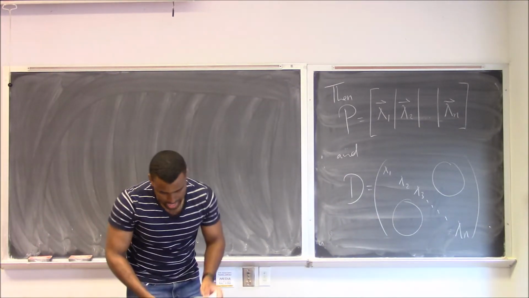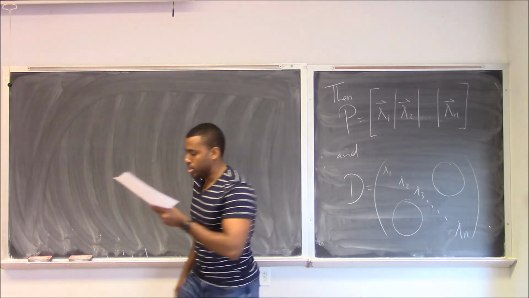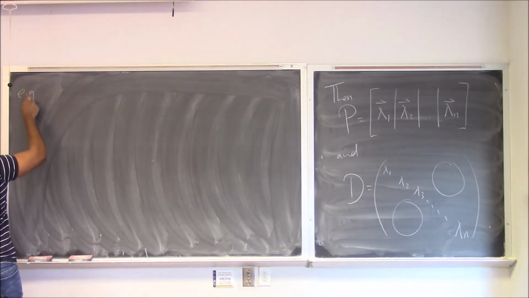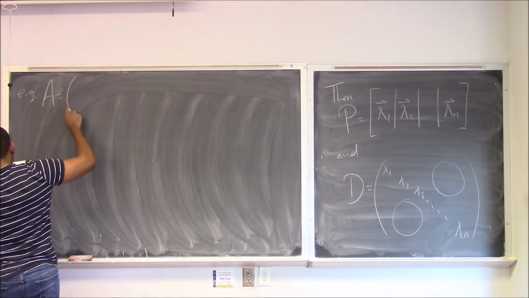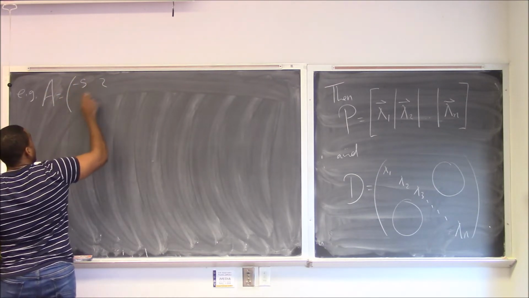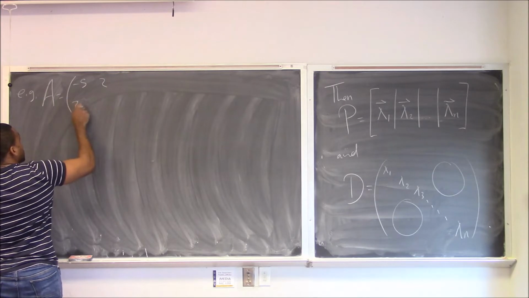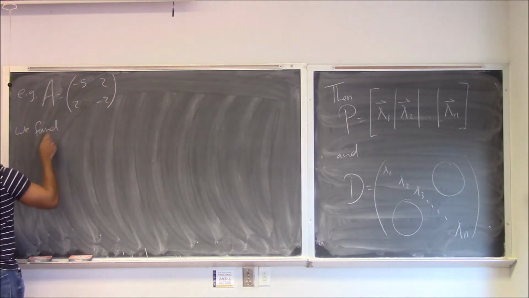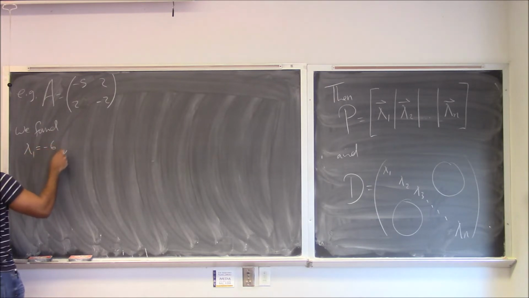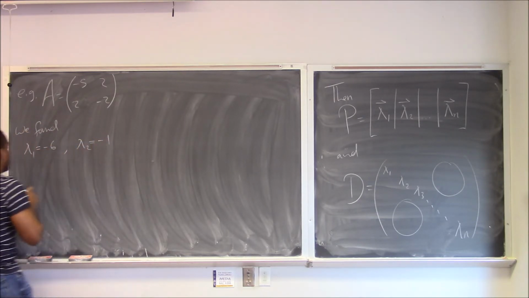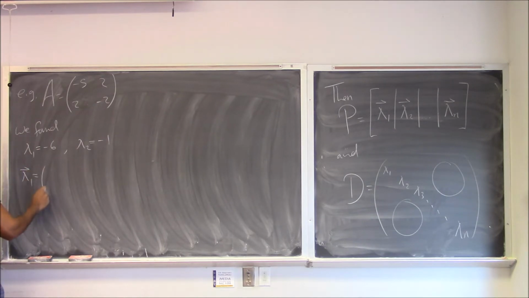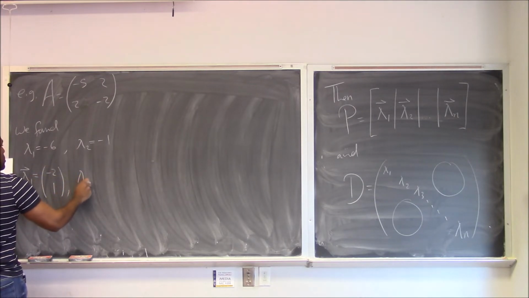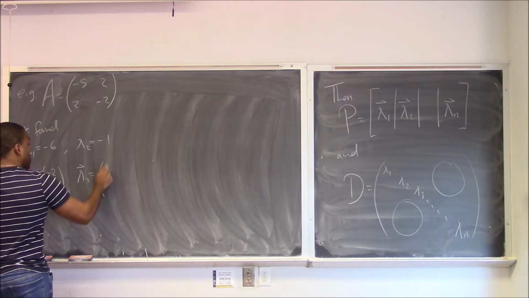Let's piggyback on the last example. So, example. A equals [[-5, 2], [2, -2]]. We found that lambda 1 is -6, lambda 2 is -1, the lambda 1 eigenvector is (-2, 1), and the lambda 2 eigenvector is (1, 2).